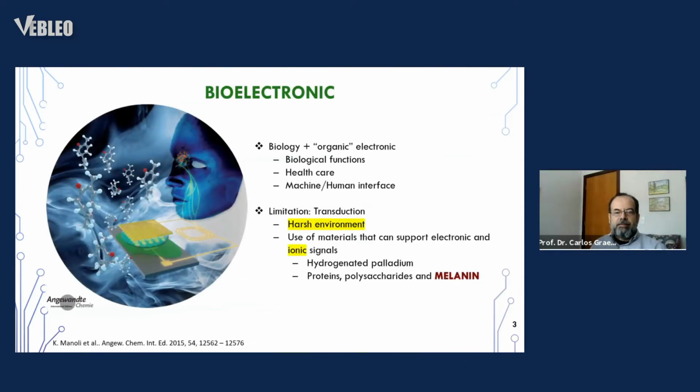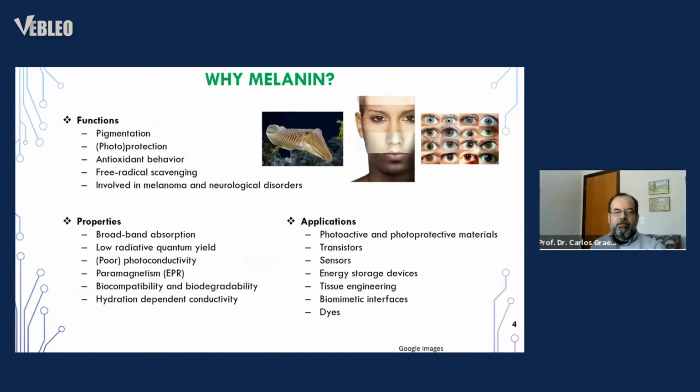So bioelectronics is the place where organic electronics and biology meet. And of course, this is a challenging place to do electronics because of the harsh environment. Of special interest are the ionic signals that play a major role in biology and not so much in our current electronics. So this is a place where we have to do some work on finding appropriate materials. And one of these materials is melanin.